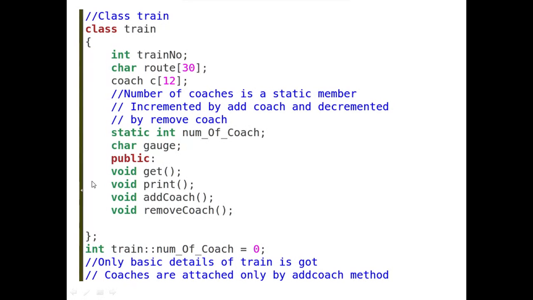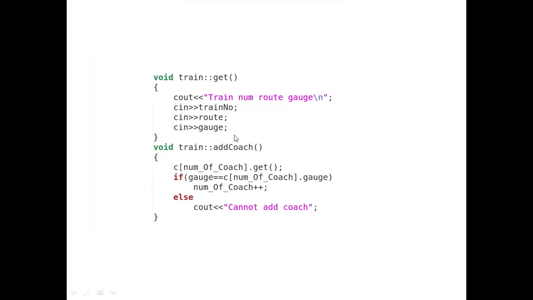Then we have functions here: get, print, add coach, and remove coach. Initialize the static data member to 0. Static data members can only be initialized outside the class, and this is the syntax: type of the data member, then name of the class, scope resolution operator, name of the data member, and then equal to the value we are going to initialize. And get details, this is what the function is.